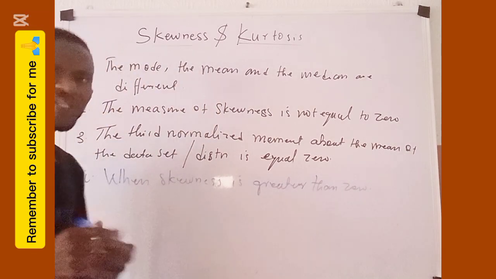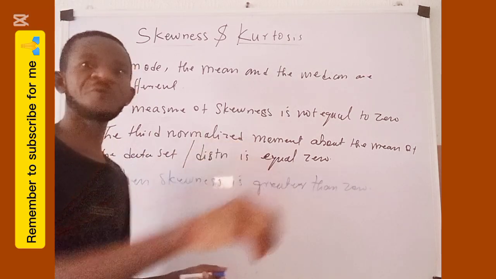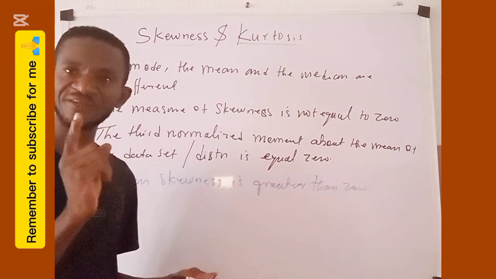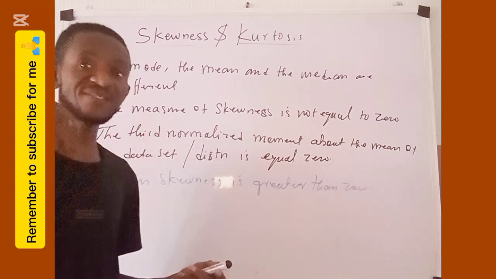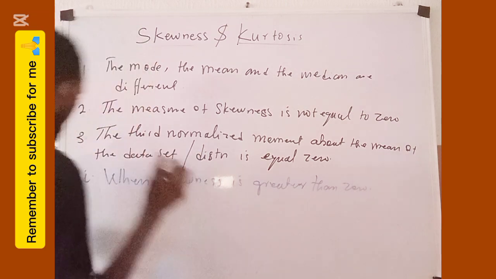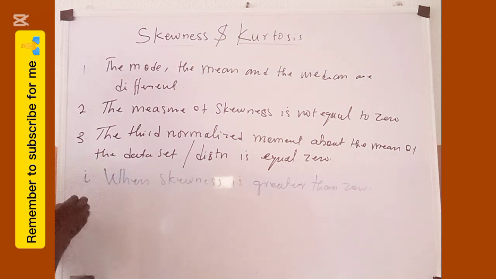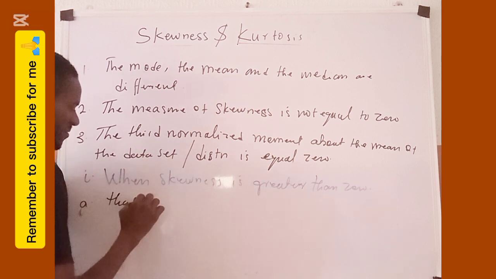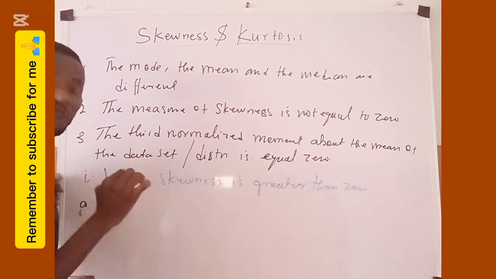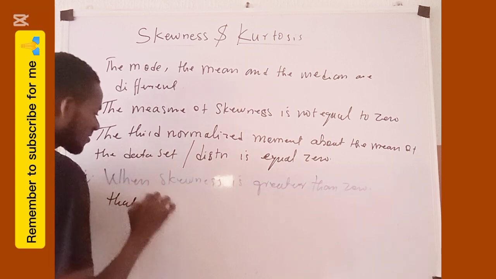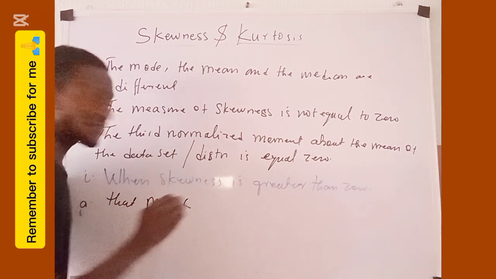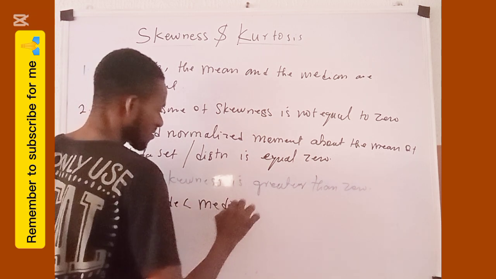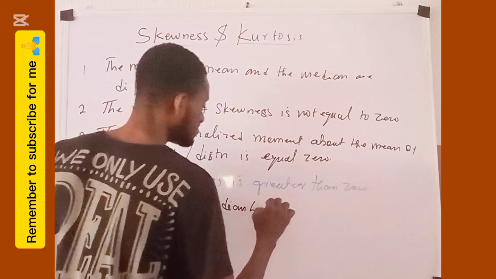So we are going to see what are those things that we look forward to see from our data set when the measure of skewness is greater than 0. What we are going to see is this. Let me call it A here. We say that the mode is less than the median, which is less than the mean.